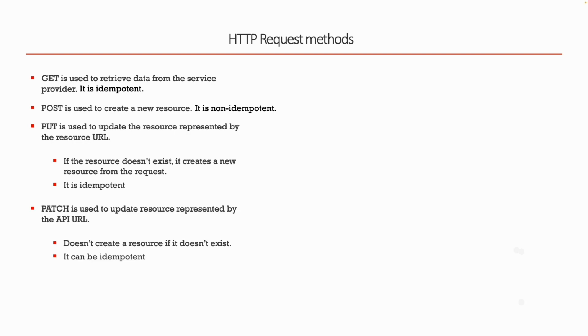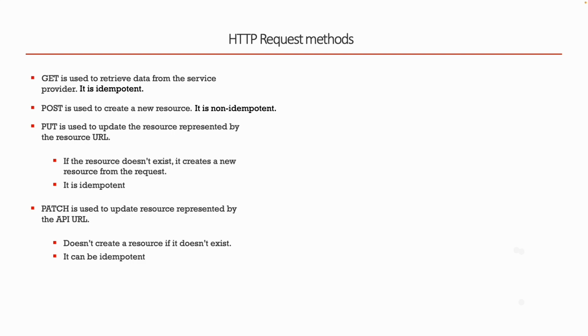PATCH. This method is also used to update the resource represented by the API URL. However, unlike PUT method, if the resource does not exist, it will not create a new resource. This method might be non-idempotent depending on its implementation. Confusing? Let's look at an example to understand it better.